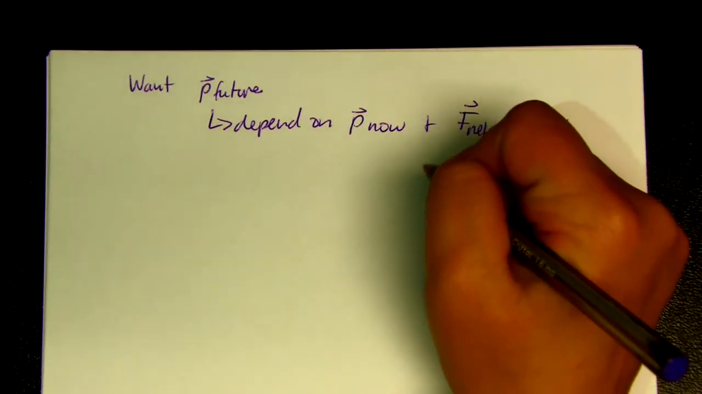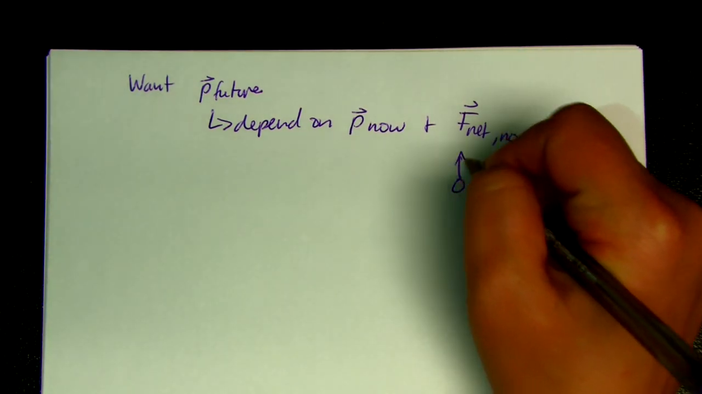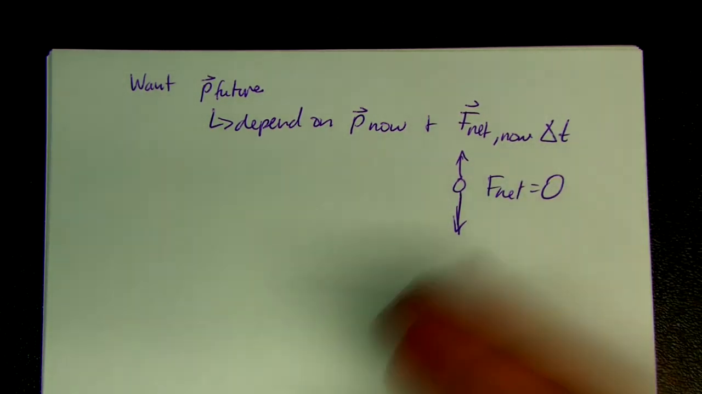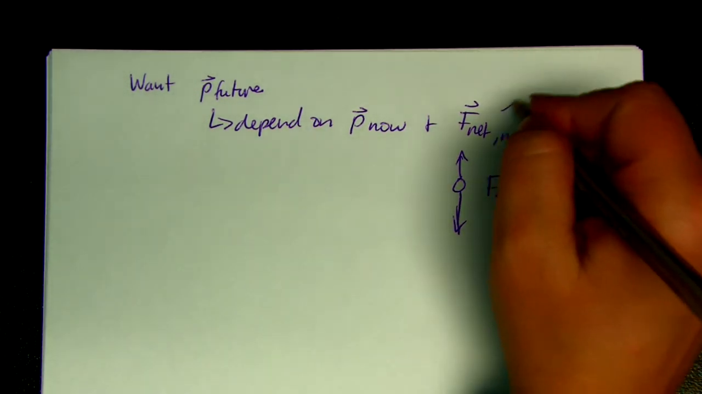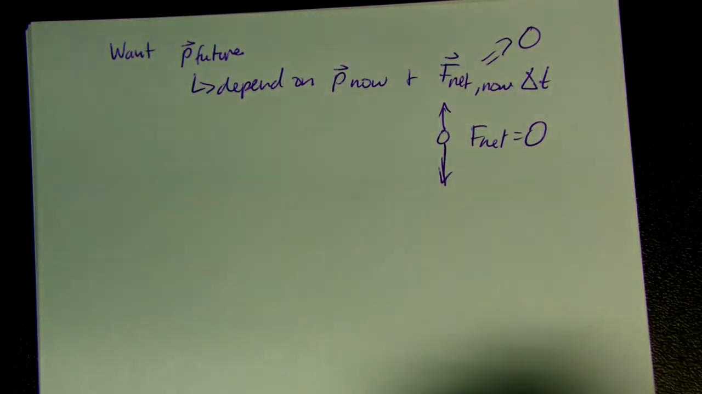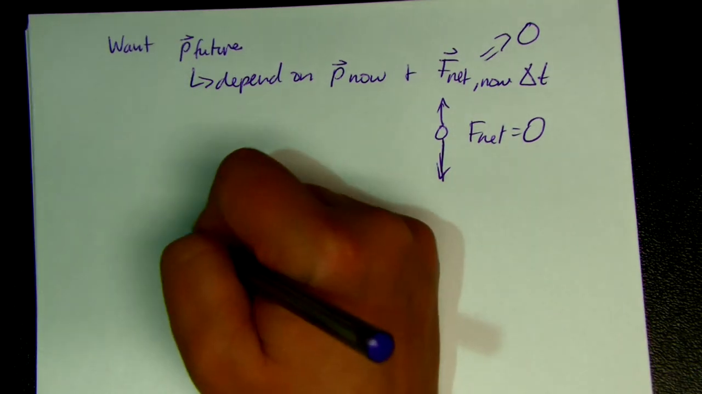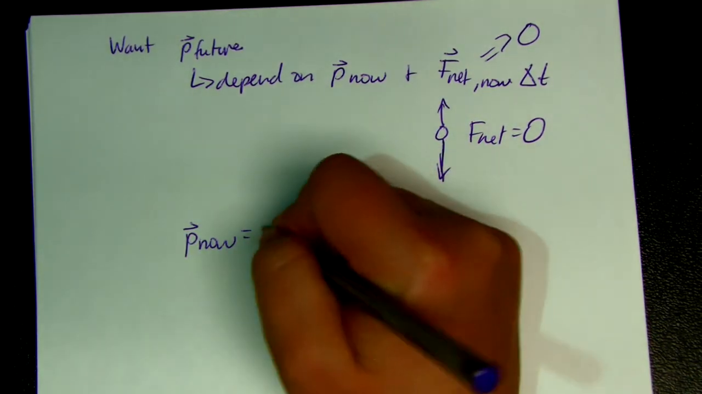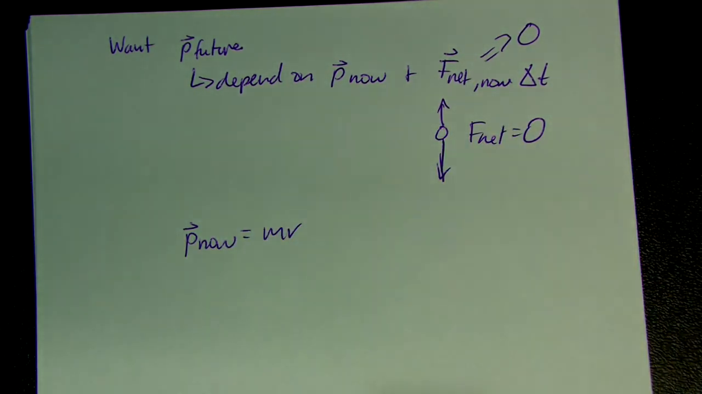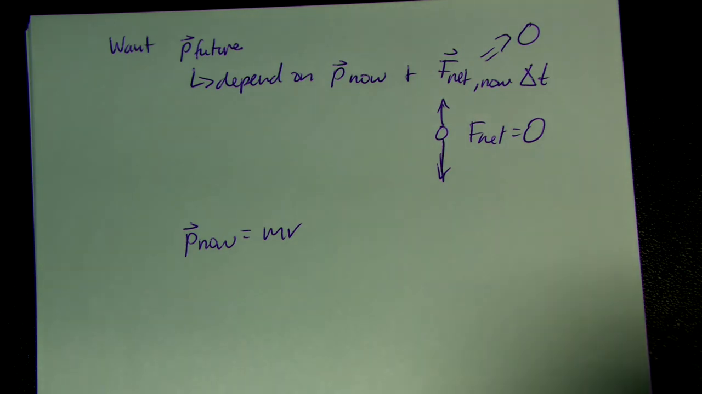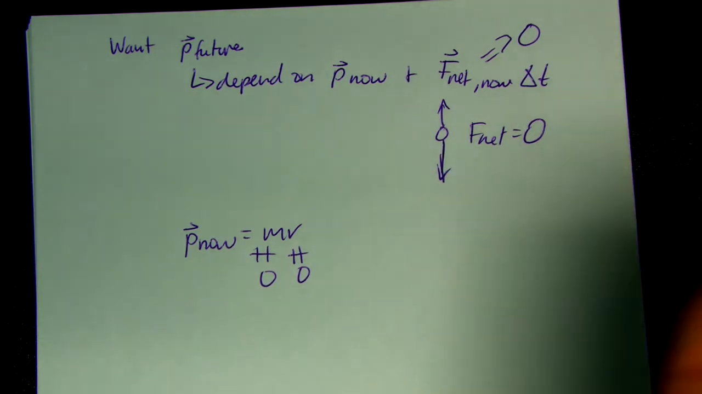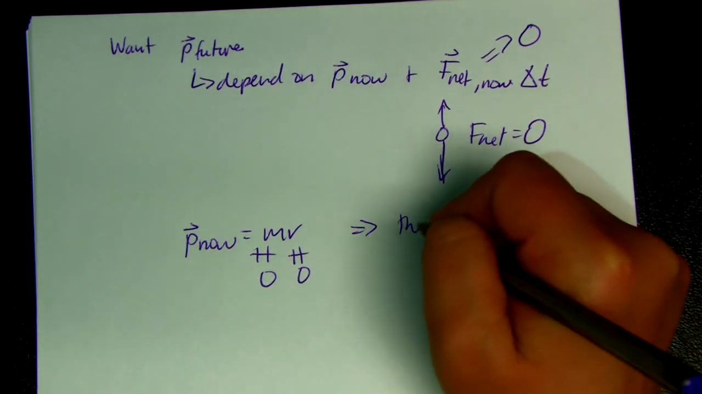In this particular case, we know that F net is equal to 0. So it doesn't matter what time interval we look at, that's going to imply that this term is equal to 0. So we need to think about what P now is. P now is equal to mass times velocity. Before these two forces were equal, this person was falling with some velocity and they have some mass. So the mass is not 0 and the velocity is not 0. Therefore, they will fall at constant speed.